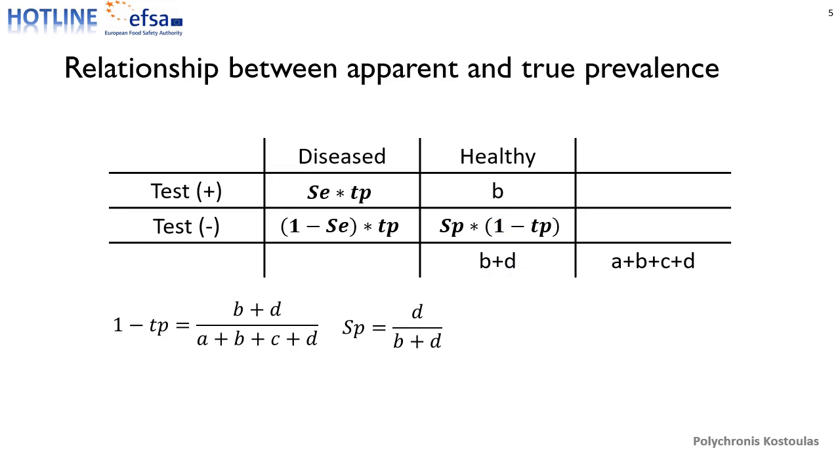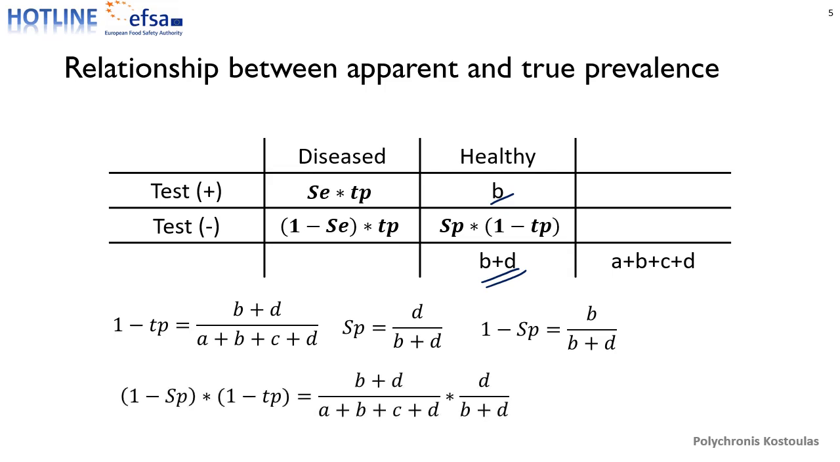Finally, for cell B, the proportion of false positive results is B divided by B+D. So this is equal to 1 minus specificity. Now if we get the product of 1 minus specificity with 1 minus true prevalence, B+D is a common term that cancels out, right? Okay, this is equal to B over A+B+C+D here. So the proportion corresponding to cell B would be the product of 1 minus specificity with 1 minus true prevalence.